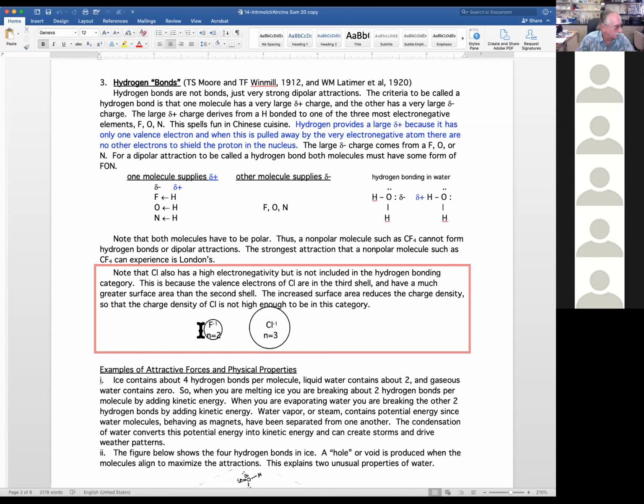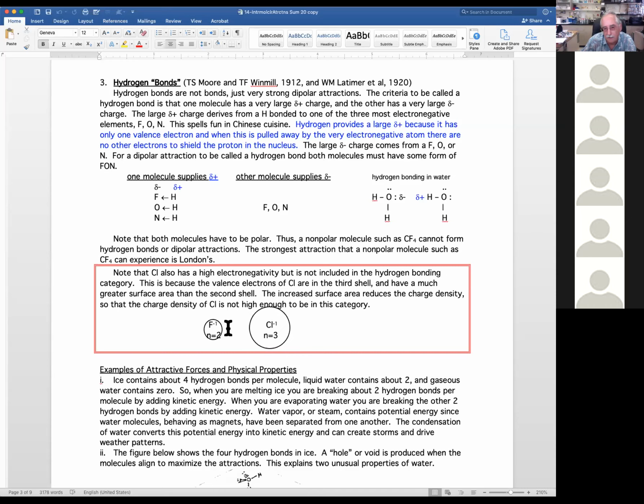If we look at fluorine, fluorine is in period 2. Here's fluorine. That means that fluorine has its valence electrons in shell number 2. If you go to chlorine, it has its valence electrons in shell number 3, which is a much larger shell containing a lot more electrons. So I just give this rough estimation right here.